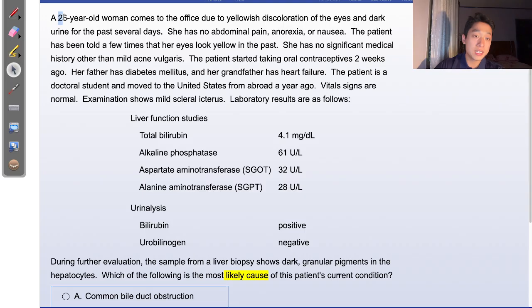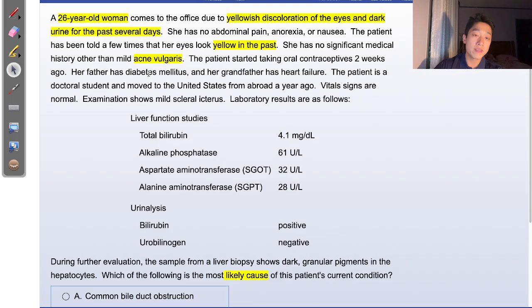A 26-year-old woman comes to the office due to yellowish discoloration of the eyes and darkened urine for the past several days. So it started now. She has no abdominal pain, anorexia, or nausea. The patient has been told a few times that her eyes look yellow in the past. She has no significant medical history other than mild acne vulgaris. The patient started taking oral contraceptives 2 weeks ago.